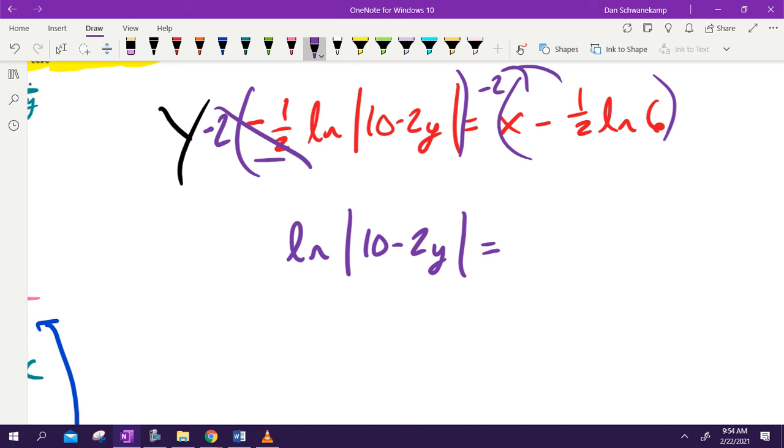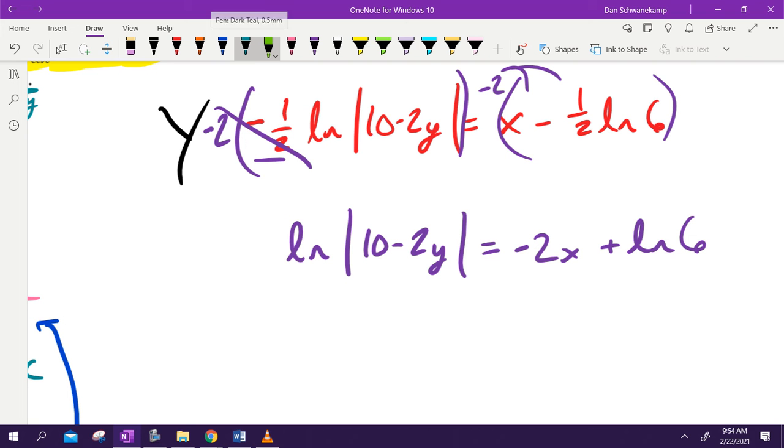On the right side, I got to distribute it. So it's going to be negative 2x. And that's just going to cancel. So it's going to become plus natural log of 6. We're just getting rid of layer by layer. We got rid of the -2. Austin, what do you want to get rid of next?